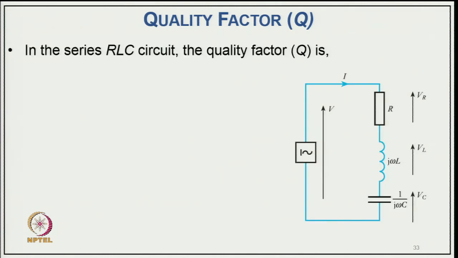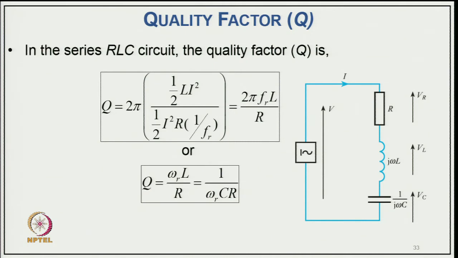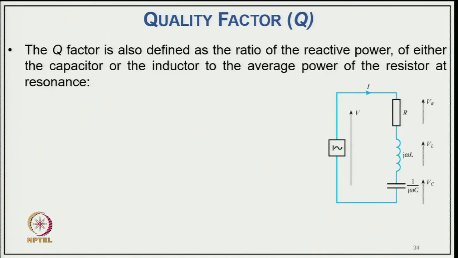In the series RLC circuit, the quality factor is defined as Q equal to 2 pi times half L I squared, which is the energy stored, divided by half I squared R times 1 upon f_R, and after simplification I squared cancels out. So it becomes 2 pi f_R L upon R, where f_R is the resonance frequency. So we can write Q equal to omega_R L upon R, which is also 1 upon omega_R C R. That is what we call the quality factor for this RLC resonating circuit.